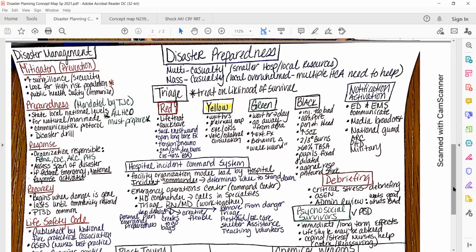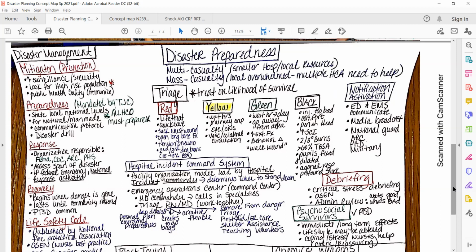Okay, so then there are two ways we look at this. We look at how we approach the situation when we're working in a disaster situation. And then, once we've identified what the disaster is, whether it be a biological agent, a chemical agent, nuclear warfare, or something like that, how do we take care of those patients?